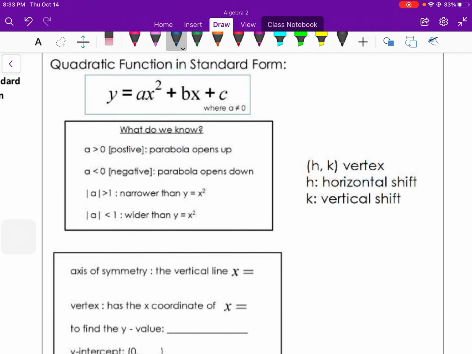Note that there is a little note there, a cannot equal 0, because otherwise we would not have a quadratic function. So you have to have a value for a. If a is positive, the parabola opens up. If it's negative, it opens down. The bigger the a is, the more narrow it is. Remember, that is a vertical stretch. And then the smaller a is, between 0 and 1, it should say, the wider it is, and that is a vertical shrink.